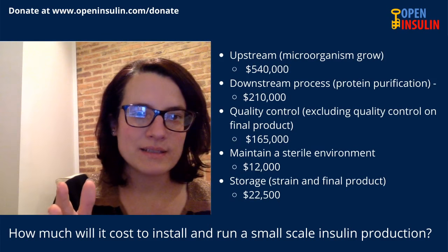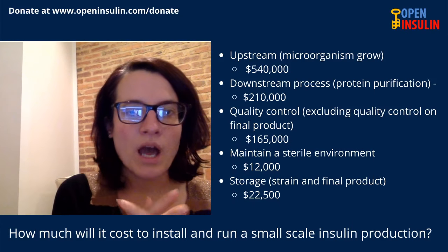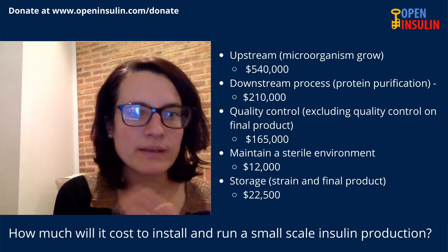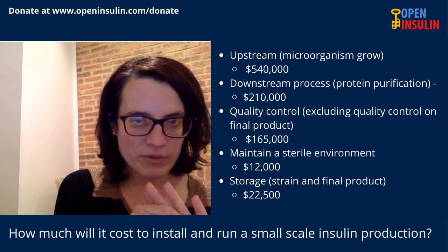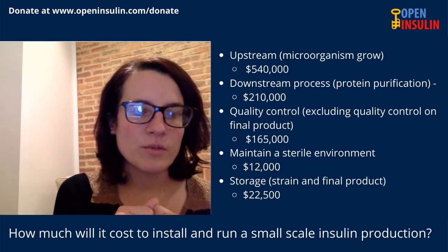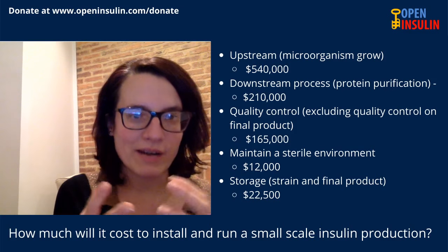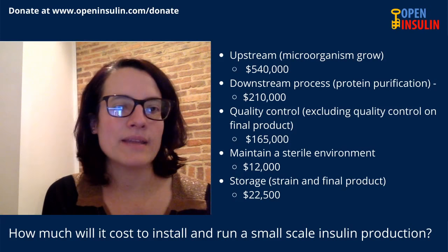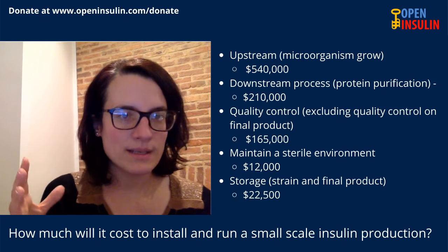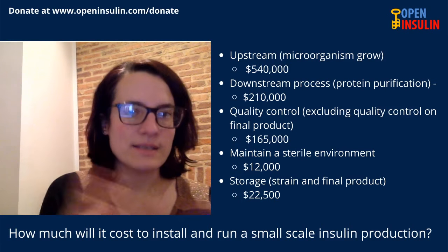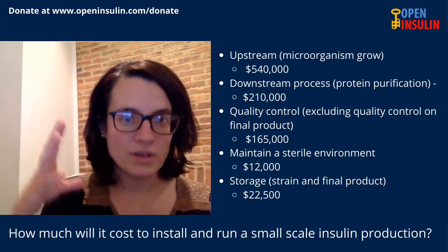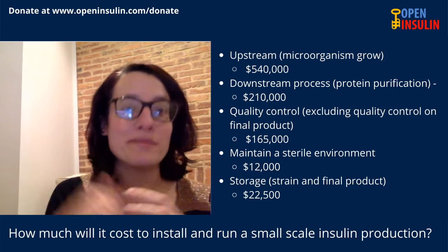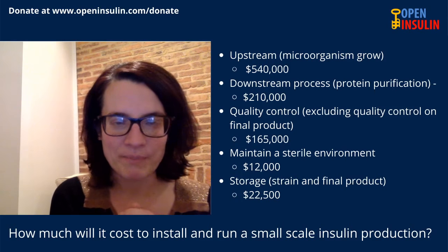So here I listed the price of equipment. There are 5 main types of equipment. The upstream: how do you produce insulin? Insulin is a small protein, so you will produce it with microorganisms. You insert the DNA of the insulin into these microorganisms and grow the biomass of microorganisms. This is the upstream process when you produce molecules, and then the downstream process is where you purify the molecule you're interested in.